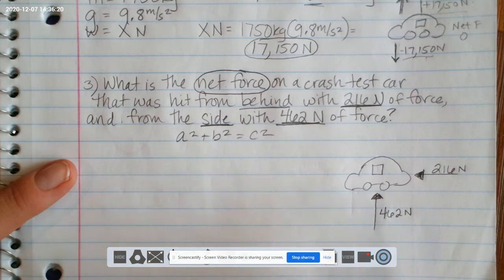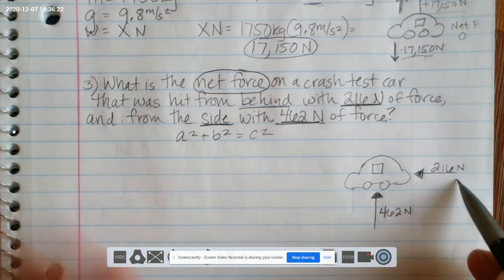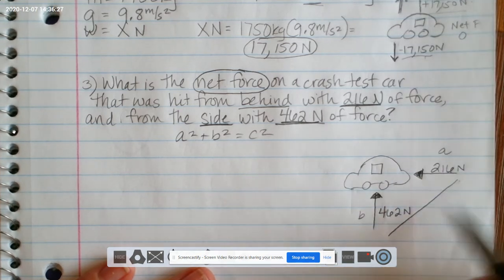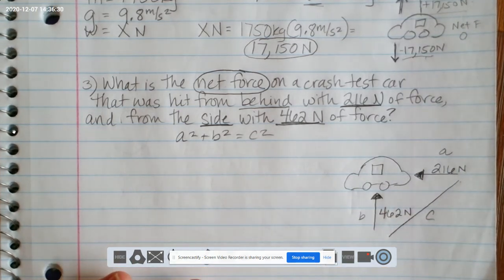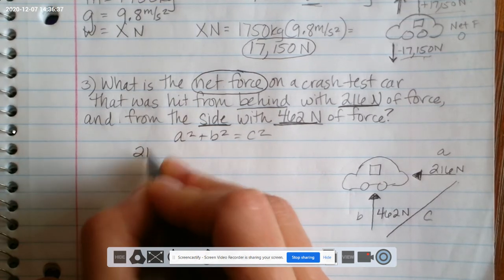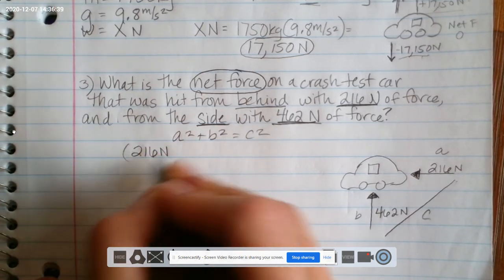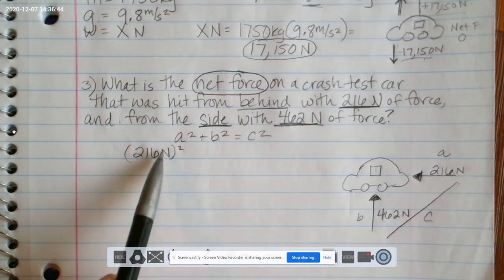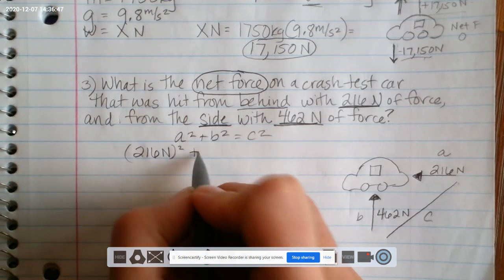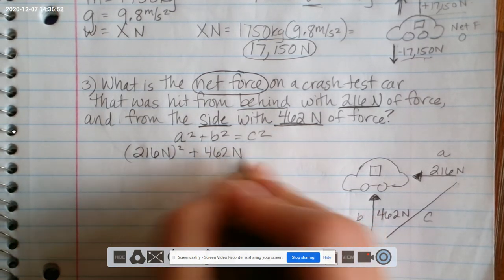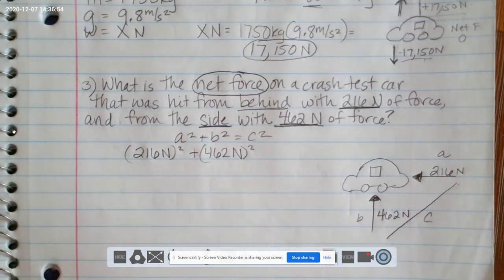So it doesn't really matter which one of these are A or B, but remember, the Pythagorean theorem tells us that, let's say this is A and this is B, this is going to be C, the hypotenuse of the triangle. That's what we're trying to find there. Okay, so A squared is going to be 216 newtons. And I'm going to put parentheses around it and put the squared on the outside. That reminds me to square everything inside, including the newtons. I'm going to add that to B squared, which is 462 newtons, parentheses squared, still equals C squared.